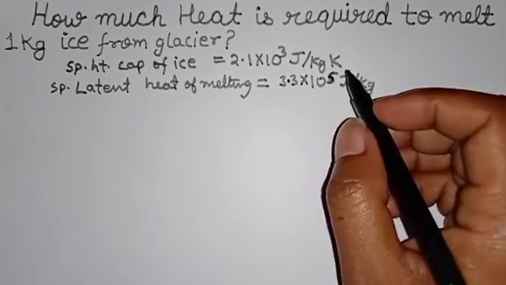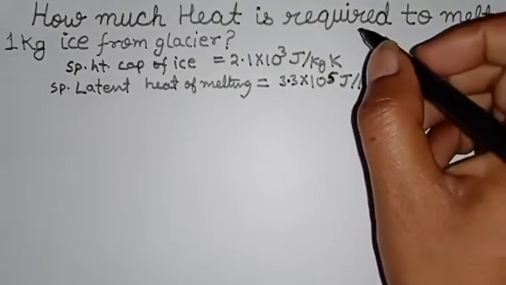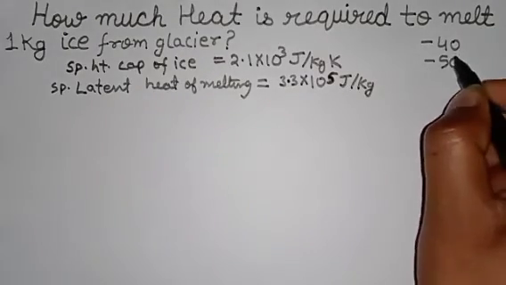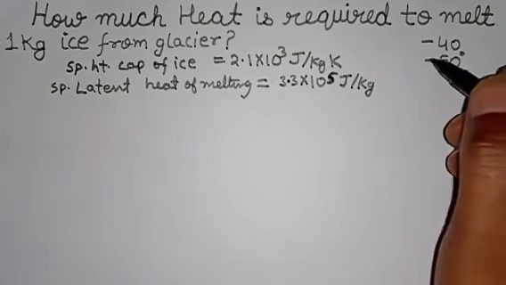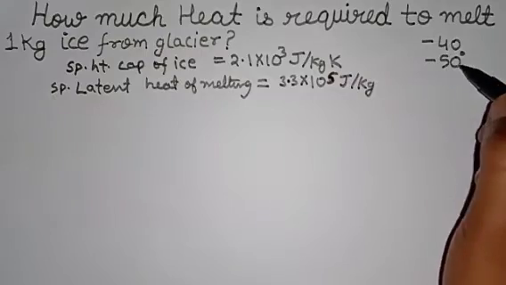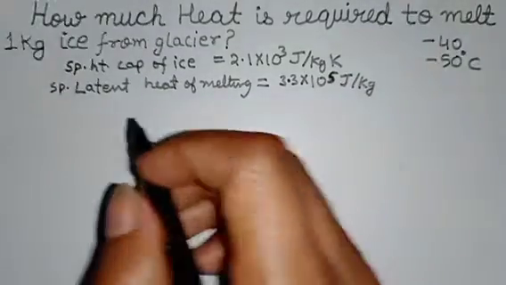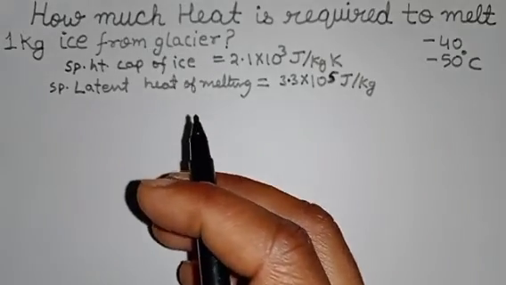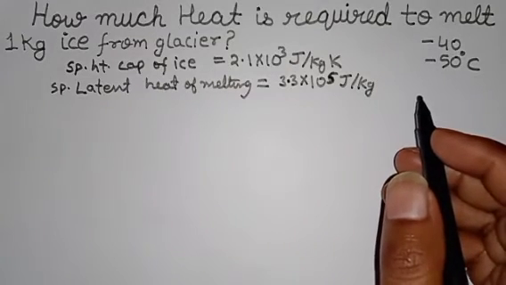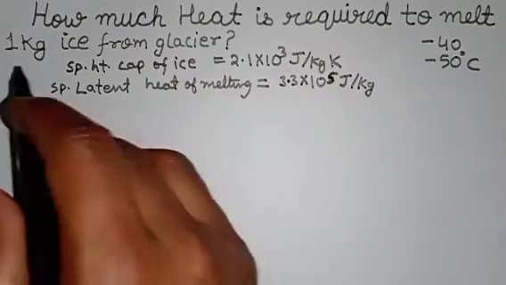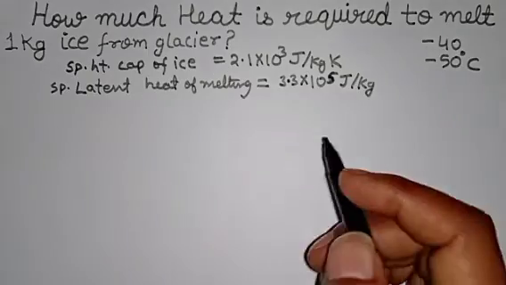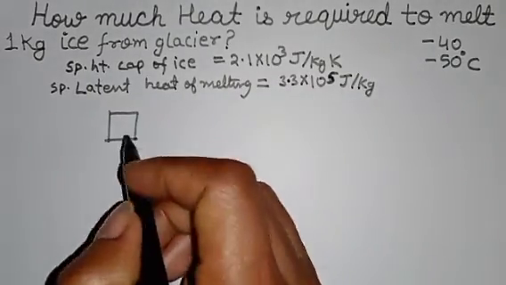Generally, a glacier has ice at a temperature of about minus 40 to minus 50 degrees Celsius, or even less than that, but I'm taking a general case. So if we expect a glacier to melt, first we have to find out how much energy it requires to heat up 1 kg of glacier ice from this negative temperature to 0 and then melt it. So it will be in two parts.